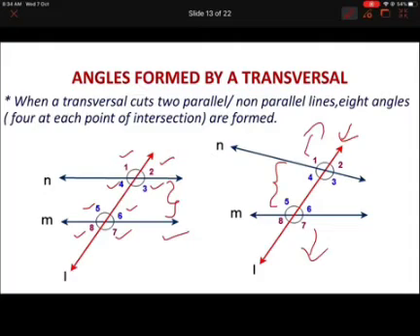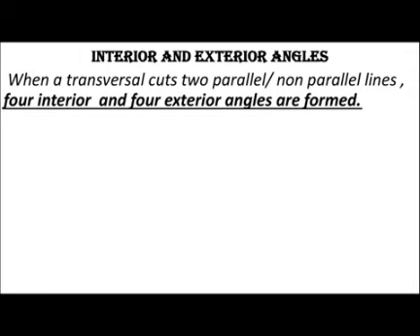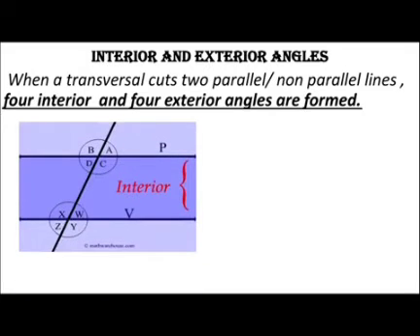Now, let us see. All these angles have specific names. Let us see what they are. So, in this class, we will be learning again these angles, names of the angles that are formed when a transversal cuts parallel or non-parallel lines. Okay. Now, interior and exterior angles. When a transversal cuts 2 parallel or non-parallel lines, 4 interior and 4 exterior angles are formed. You can see that is the interior part, interior region.